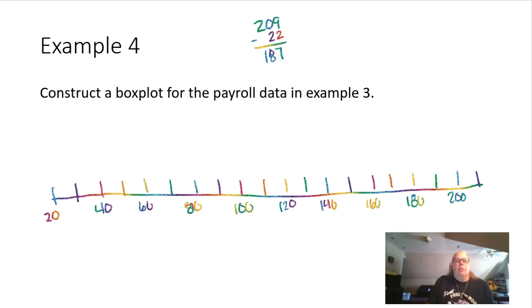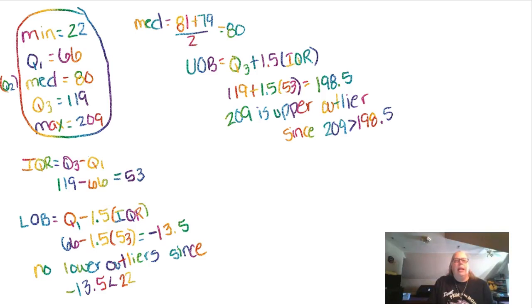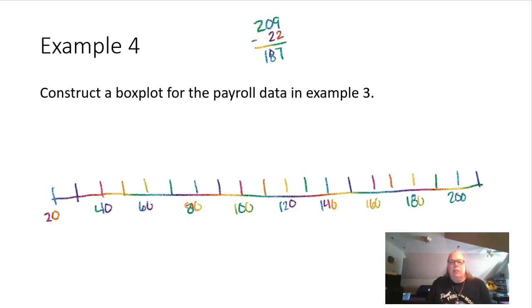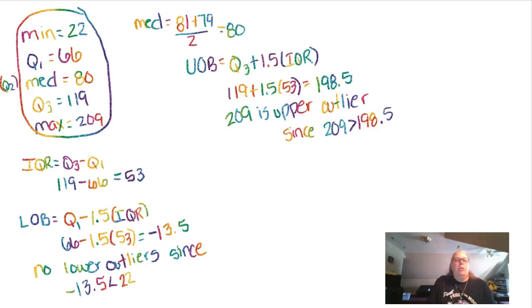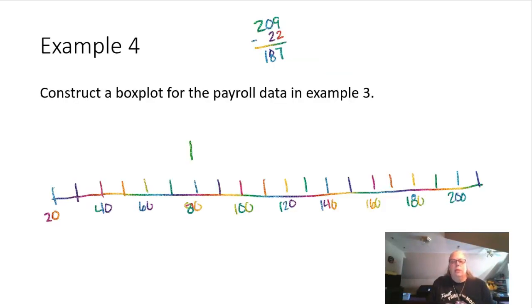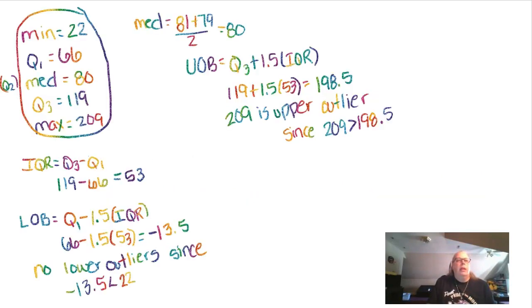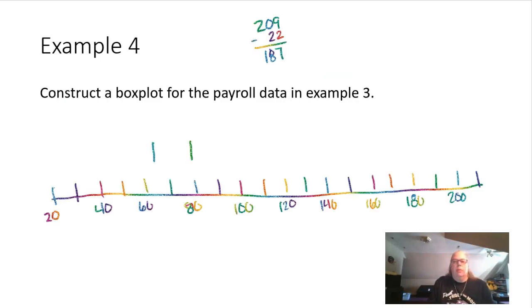Okay, the first thing we want to do is graph our median, which was 80. And 80 is located right here, and I'm just going to draw a little vertical line right there because we're going to draw the box first. Then we're going to draw Q1 and Q3. We're going to finish off the box. So Q1 is at 66. Right, here's 60. Here's 70. We'll just estimate 66 to be somewhere in here in between. And then Q3 is at 119. So that's almost 120, but not quite there. And now, if we just connect these lines, we've got our box, or our box and whisker plot drawn.